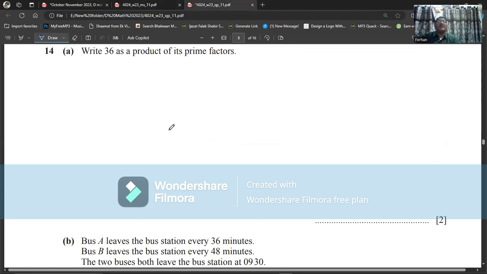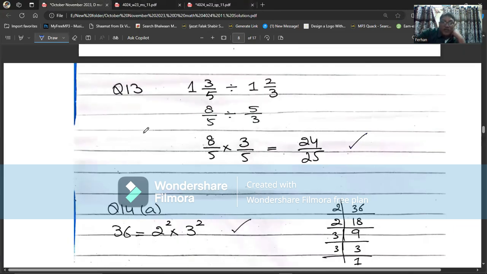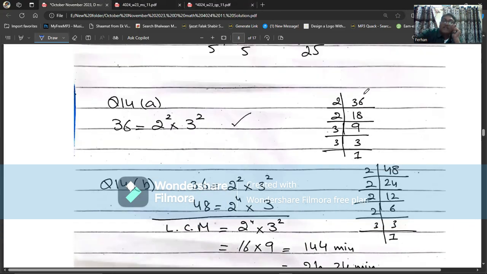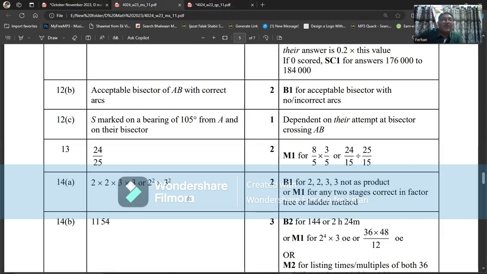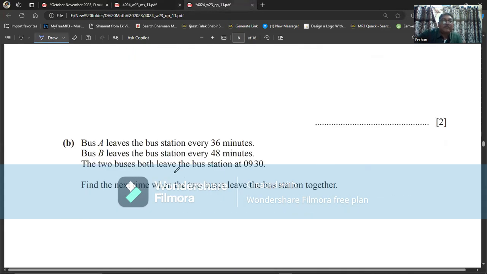Question number 14. Write 36 as a product of its prime factors. You can see 36 divided by 2 is 18. 18 divided by 2 is 9. 9 divided by 3 is 3. 3 divided by 3 is 1. This is how you do the prime factorization. So 36 is 2 squared into 3 squared. So our answer is right.